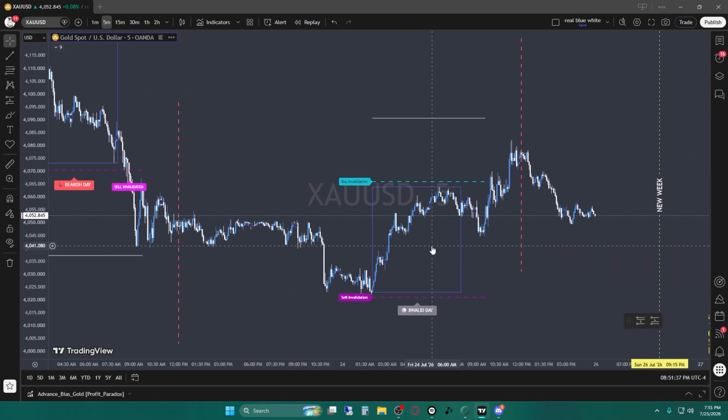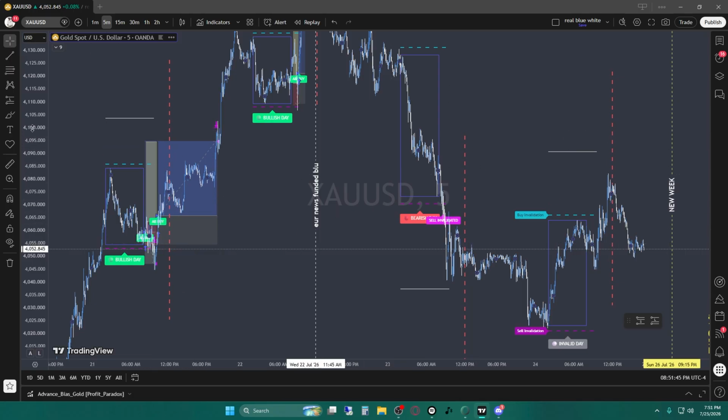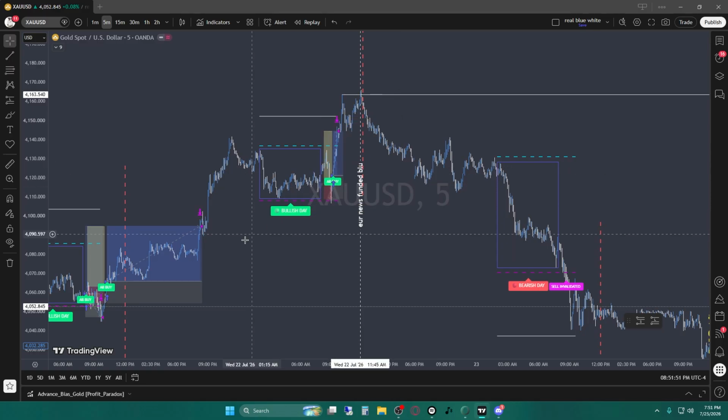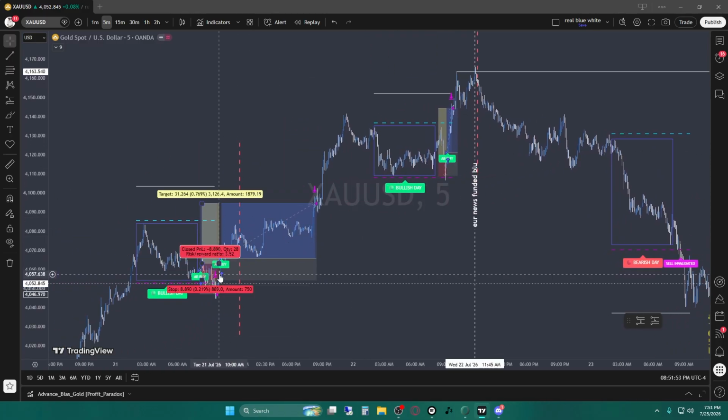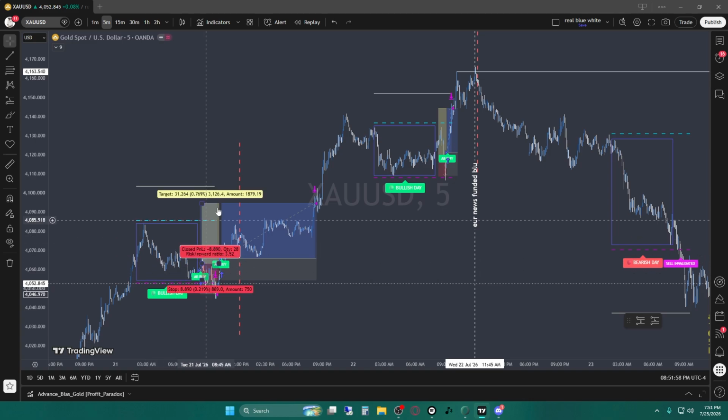And the next day, which was the 24th of July, printed an invalid day, so I did not look for any trades. So that's the bias the indicator printed for the last 2 weeks, and these are the trades that I took. So once again, the trades are not a part of the indicator. The indicator only prints the bias.